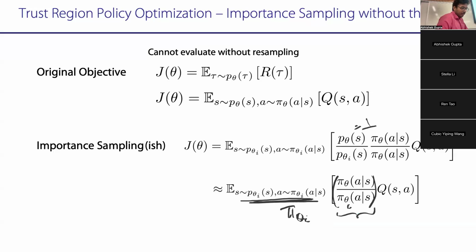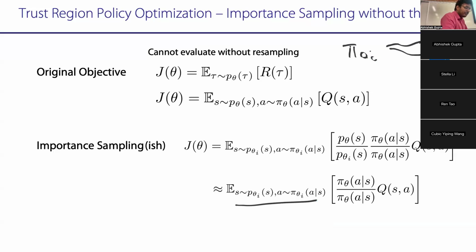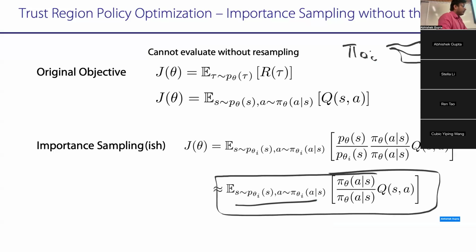Now you can take multiple gradient steps on this, right? So the process looks like: I sample from pi theta I, collect a bunch of data, and then take this objective and take a gradient step on it. So I take one gradient step. Let's say my parameters were at theta, and I moved to theta prime. Then I can recompute this objective without having to retake samples.